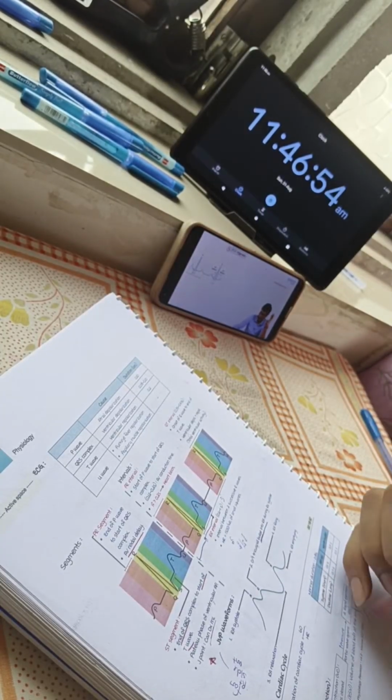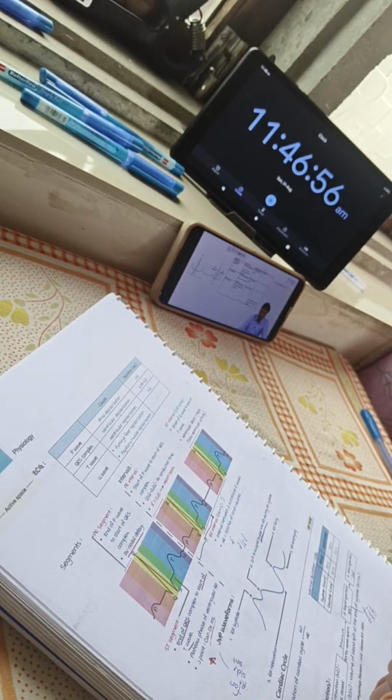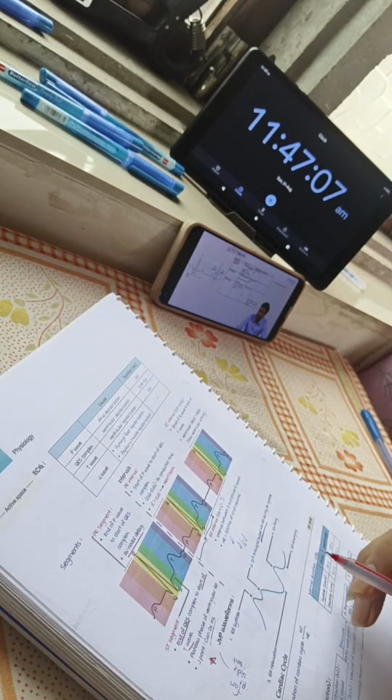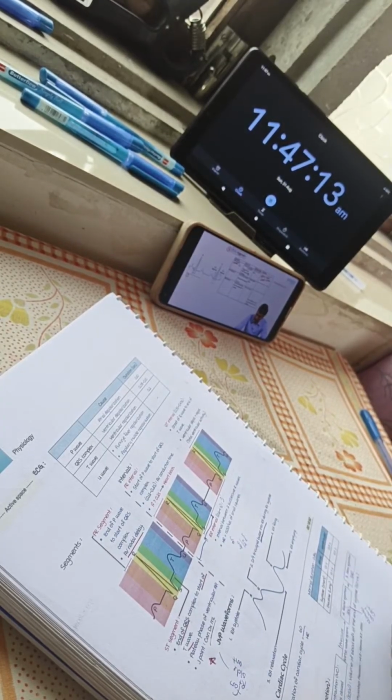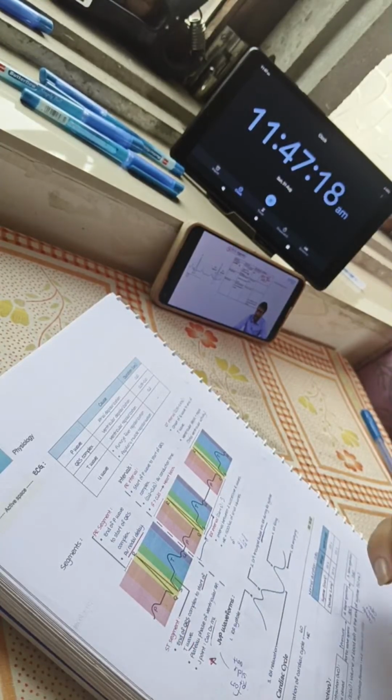What are these? First one is obviously the PR interval. Where is the PR interval? This is my PR interval, from the onset of P wave till the onset of QRS complex. This is my normal atrioventricular conduction time. This PR interval normally denotes the normal atrioventricular conduction time, from the onset of P wave to the beginning of QRS complex.